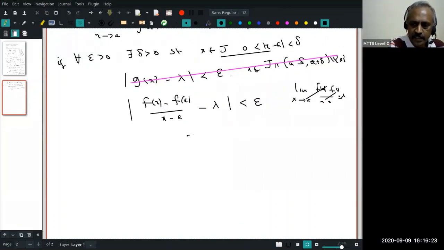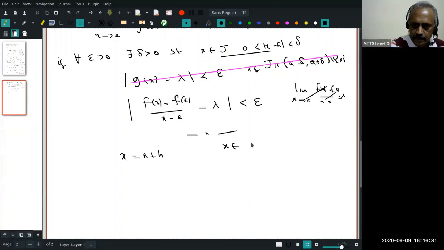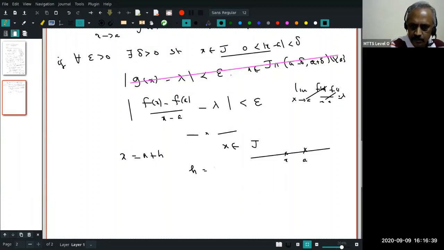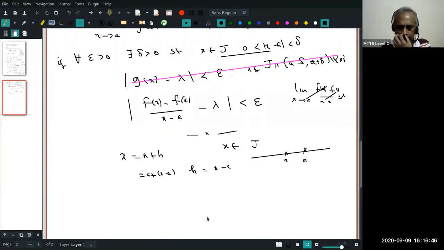Now I want to interpret this in a slightly different way. Notice that if I write x equal to a plus h, suppose x is in the interval J, this is my a, this is my x, I can always write x equal to a plus h. Do you understand this? Because h equal to x minus a, that's it. This is a plus x minus a. Yeah, I can always write it.